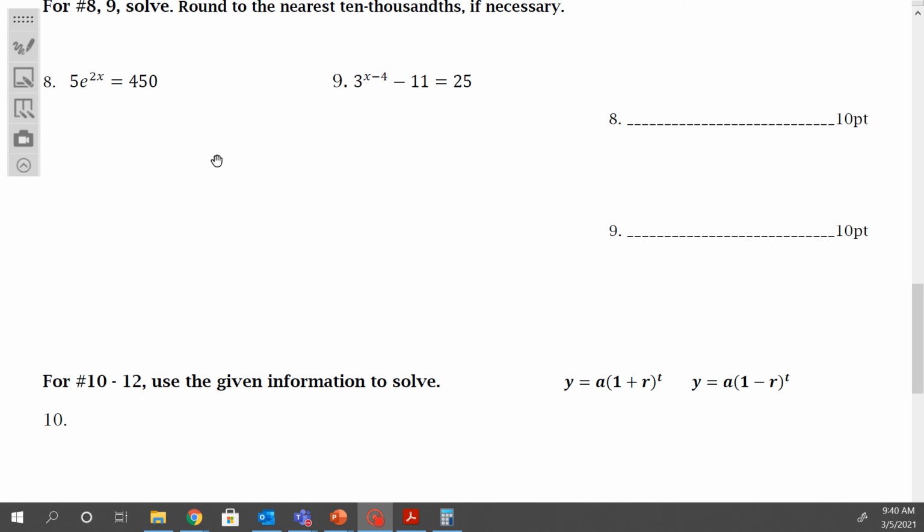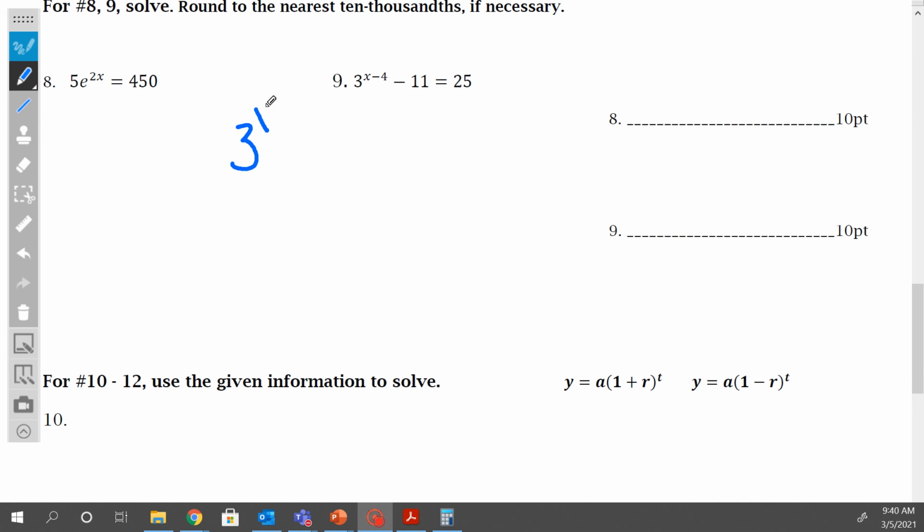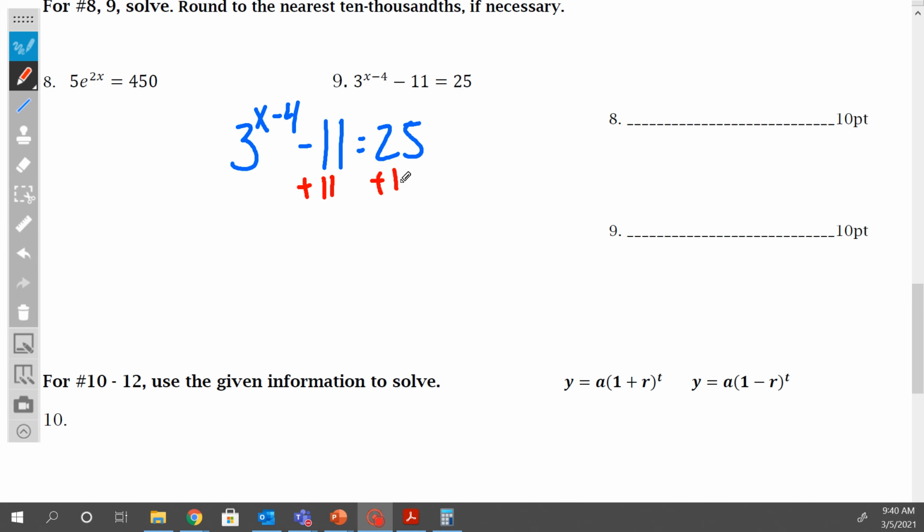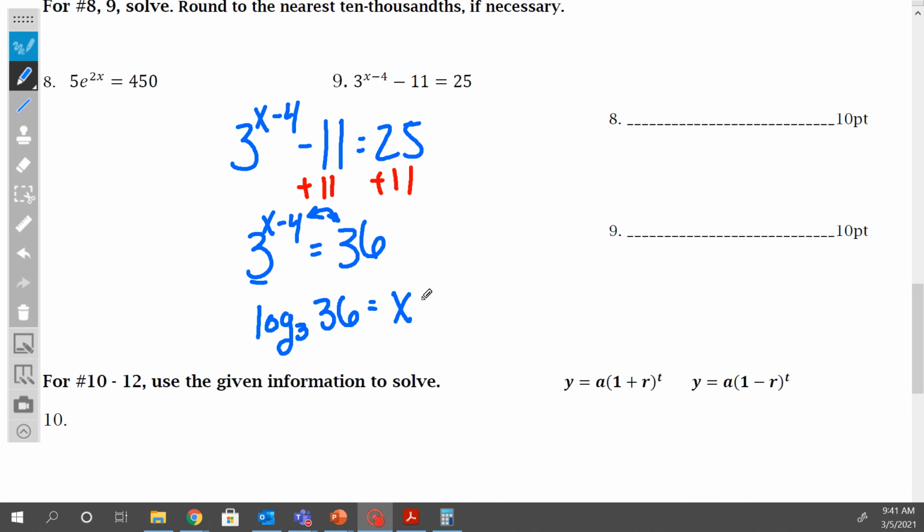Number 9, we have 3 to the x minus 4 power minus 11 equals 25. First, we want to isolate the base. 3 to the x minus 4 is equal to 36. And then we want to change the form here. So I will change this to log form. And when I change it to log form, the base will be the same as the base of the exponent. So this is base of 3. And then these two are going to switch sides. So base 3 of 36 equals x minus 4.